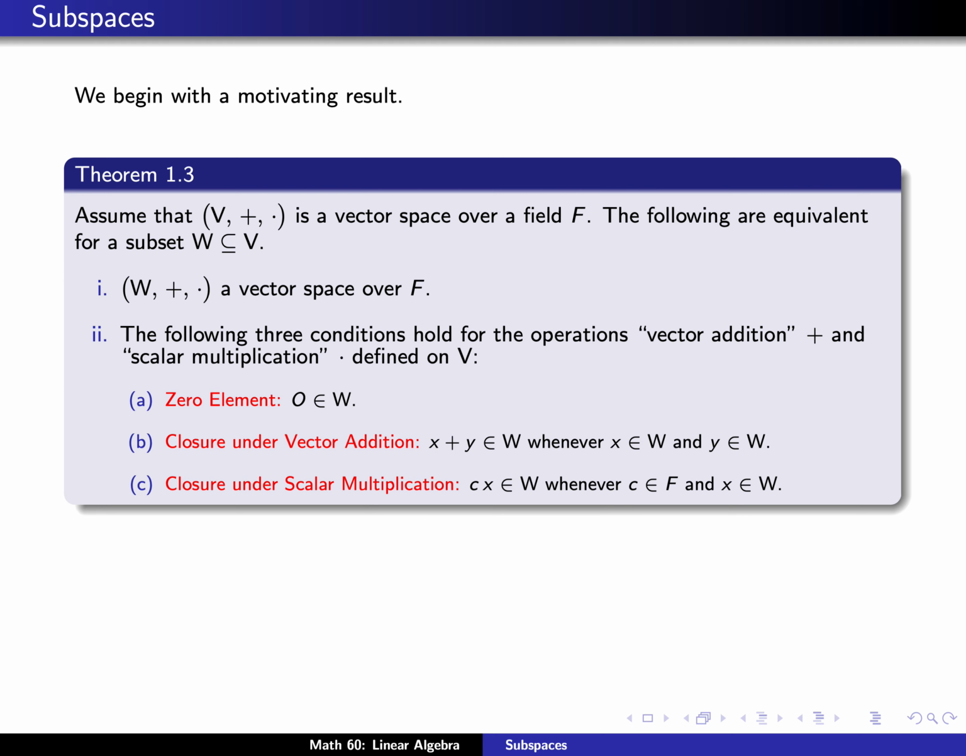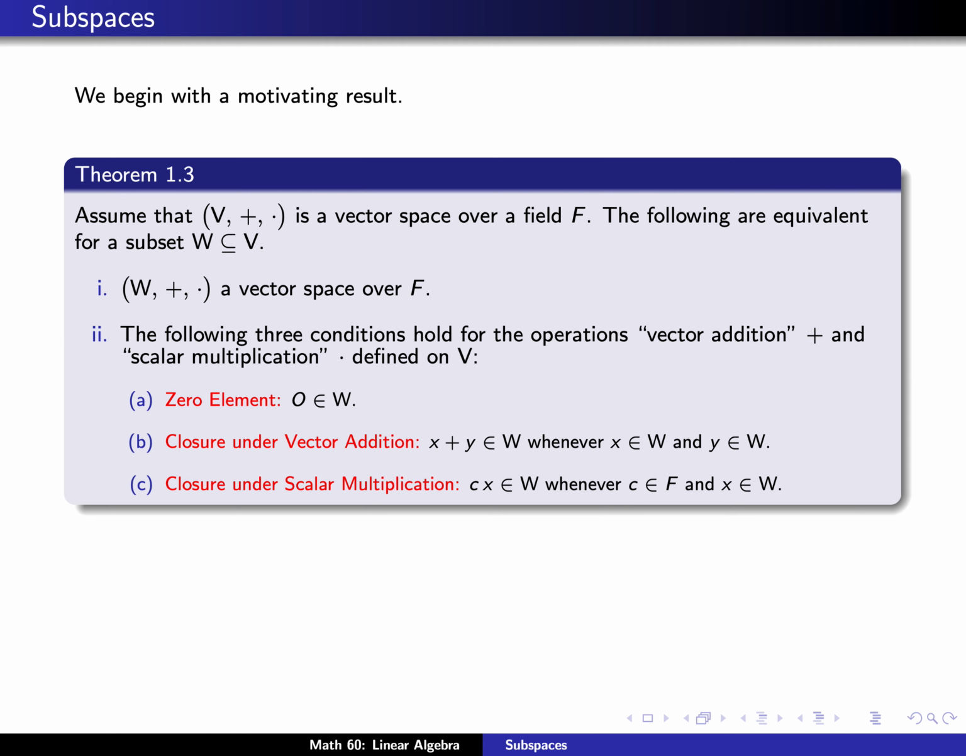First, the triple is a vector space over F. That is equivalent to saying that the following three properties hold for W. First is that the 0 element is actually in W. We know that the 0 element exists in V, but the statement is that it actually should exist in the smaller set W. Second, we need closure under vector addition.